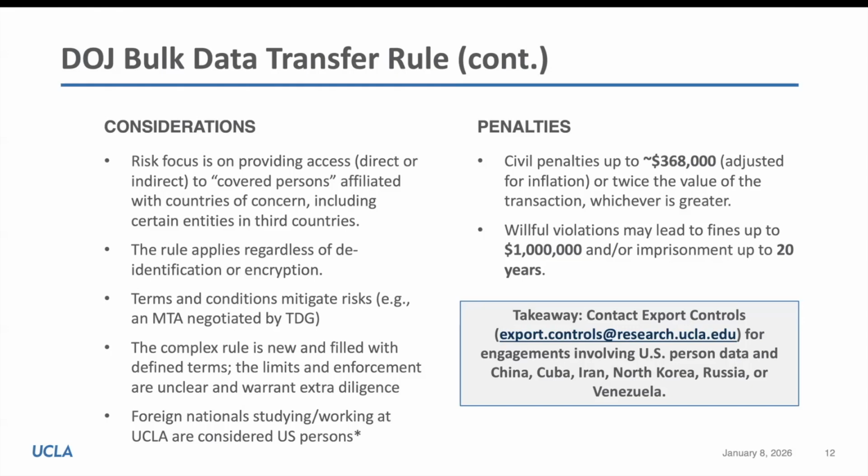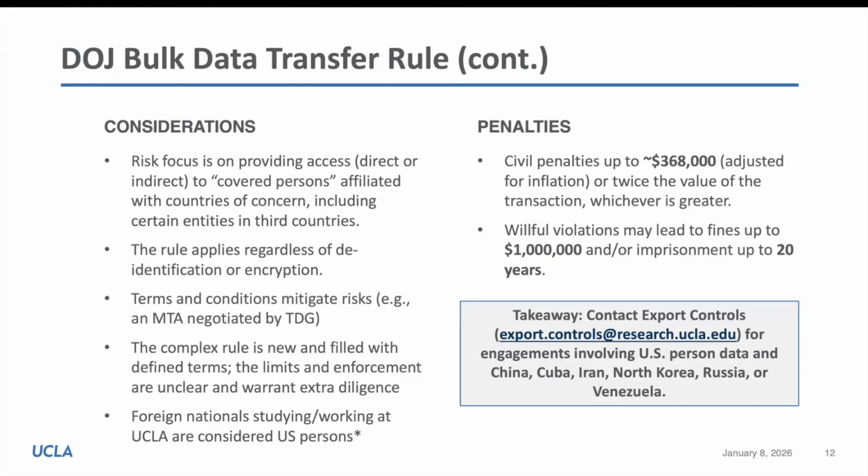The rule applies regardless of de-identification or encryption. So, important stuff that Ross just discussed, that doesn't make this data clean if we're still sharing above a certain threshold. And we rely on our units to be looking at terms and conditions to mitigate those risks and to mitigate the onward sharing of information, for example. And that would be done through a material transfer agreement, for example, negotiated by TDG.